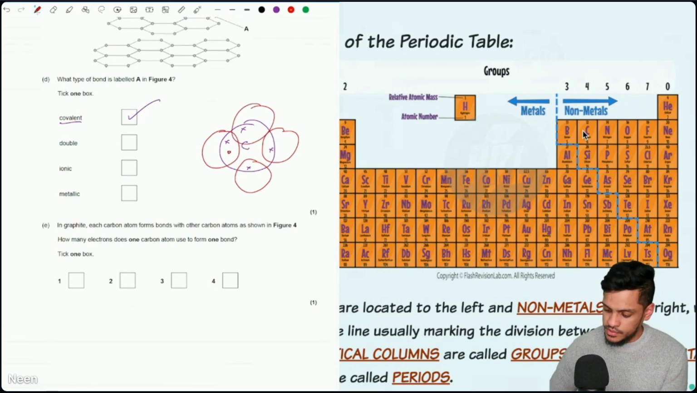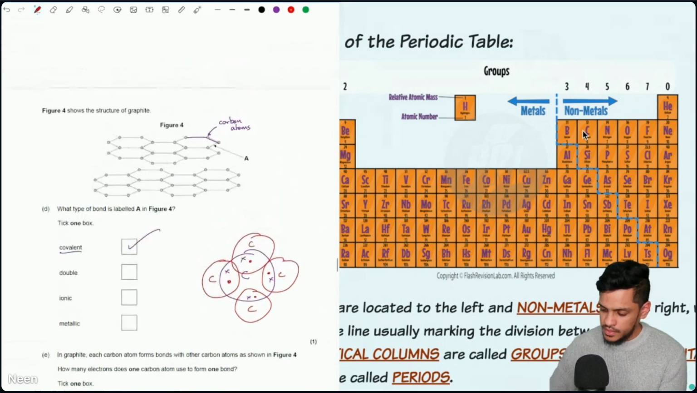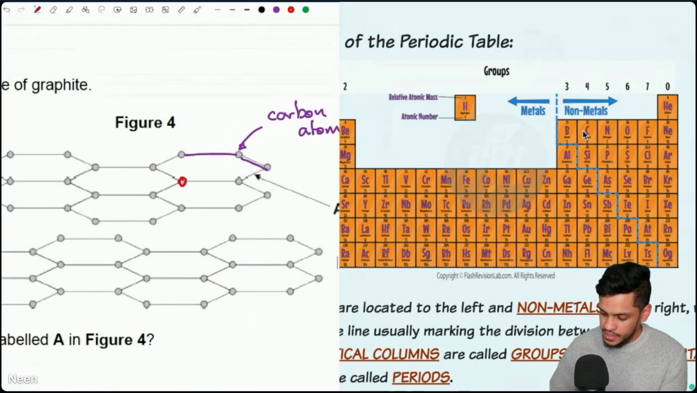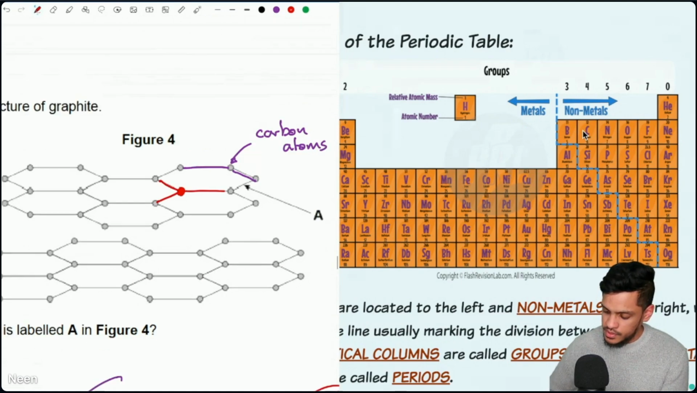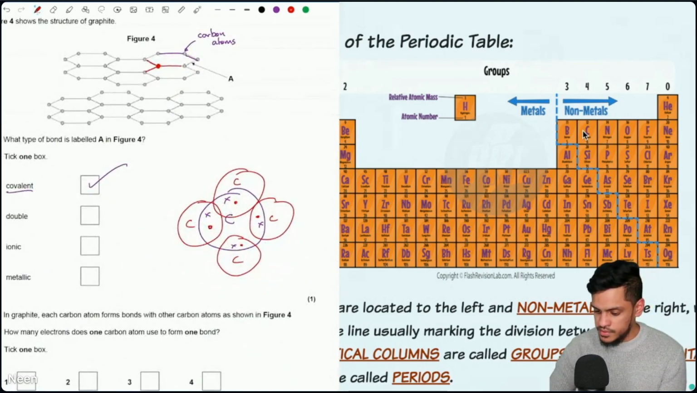But that's not what the question is asking. So 4 other covalent bonds: carbon, carbon, carbon, carbon. But in graphite, look here, one carbon atom is only bonded to 3 other carbon atoms. So that means one of these is not bonded.